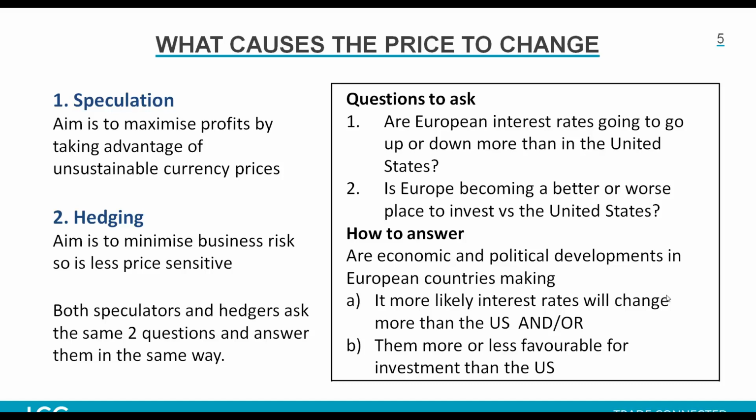But I would say that both speculators and hedgers are asking two questions. Obviously it breaks down into much more sophisticated levels than this, but on a basic level, they answer them in pretty much the same way. One is, are European interest rates going to go up or down more than in the United States? That's the first question. Second question, is Europe becoming a better or worse place to invest versus the United States? Obviously, if Europe's becoming a better place to invest, you need some euros to be able to invest in Europe, right? No one in Europe's going to take dollars for the most part.